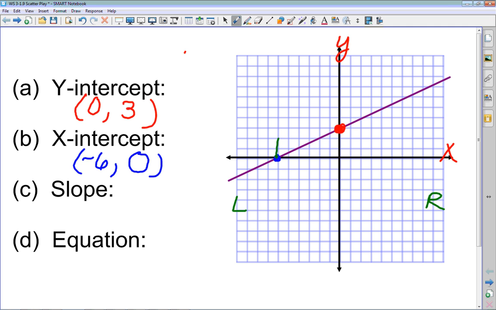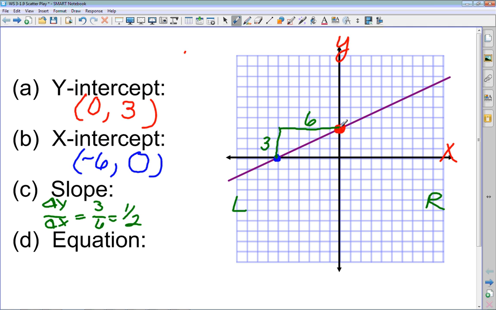How many up? I need to go up 1, 2, 3, up 3, and over 6. Remember, my slope is delta y over delta x. That would be 3 over 6, which reduces to 1/2.